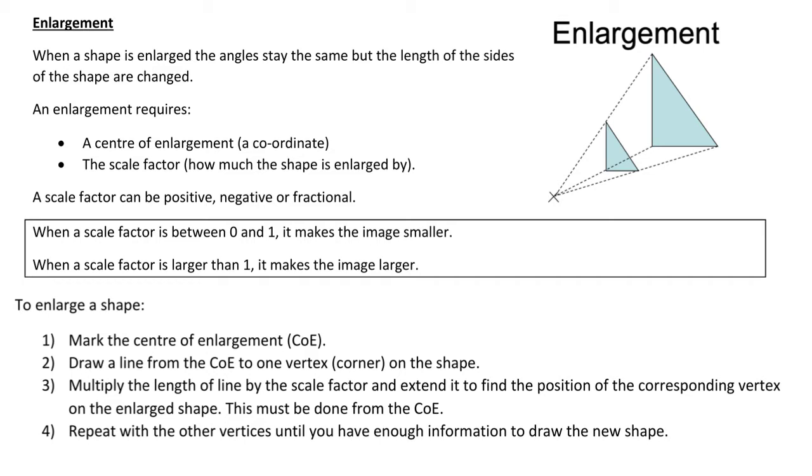Another way that we could do it is that we count the number of squares horizontally and vertically to the object point and then multiply that by the scale factor to get to the image point. So if we were to go 2 to the right and 1 up, a scale factor of 4 would be 8 to the right and 4 up.